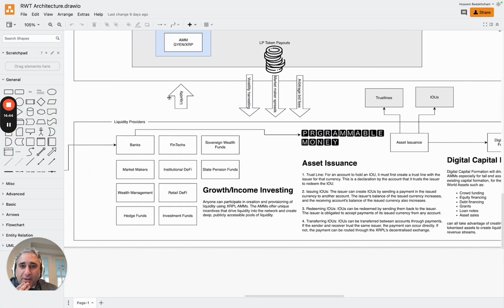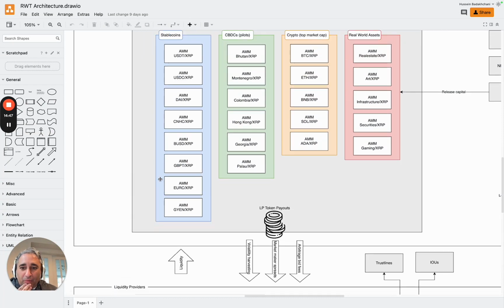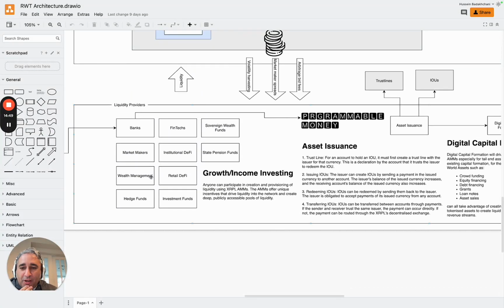So I think the question is, where is this liquidity going to come from? Like, who is going to provide this liquidity? Well, on the institutional side, some of the entities that we think could add liquidity will be banks, market makers, wealth management, hedge funds, fintechs, institutional DeFi, retail DeFi, investment funds, sovereign wealth funds, state pensions. Existing market makers would benefit from this. If you're an existing market maker, why wouldn't you contribute to or create AMMs? It's an area of growth that you should probably consider, at least evaluate for your business.